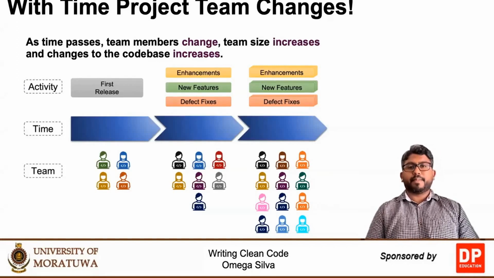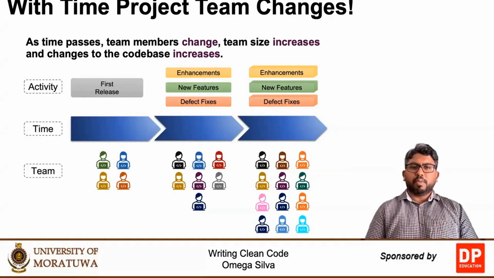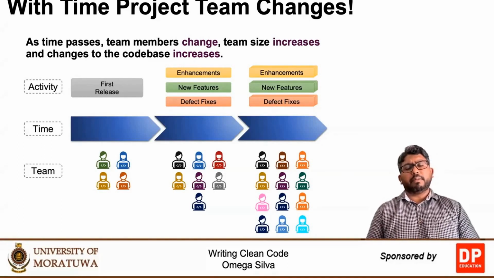All right. So code bases exist, but who does the coding? It's the development team. Now let's look at how the development team or the project team changes over time. You would start off with a relatively smaller team with a few requirements at hand. But as time continues, you would get more requirements, more enhancements, and perhaps defect fixes. And to do that, you would have to get new team members.